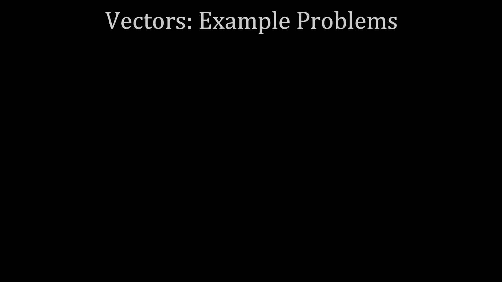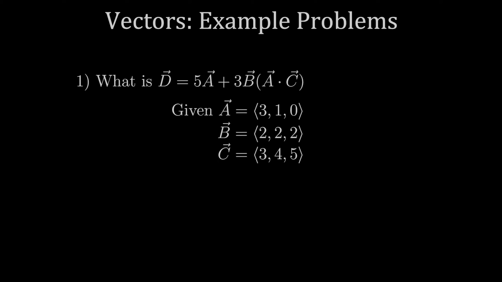In this video, we're going to take a look at a few examples of common vector type problems you might encounter in textbooks. For each problem, it'd be good to try it on your own first to see if you understood the material from the previous videos, but I'll go over each answer too. For the first question, suppose you're asked to find vector d, given this equation for it and the following vectors. Pause the video, see if you can get the answer.